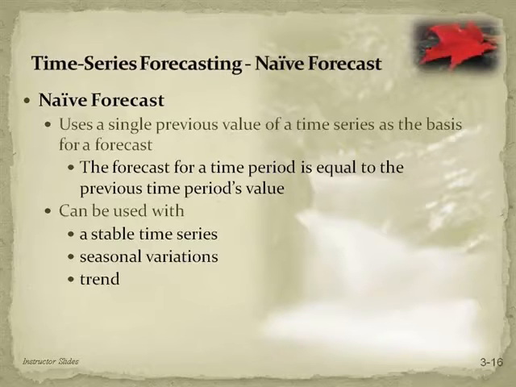If we have some seasonality, we can do it a little bit differently, or if we have a trend, we can do it a little bit differently. But the one thing I want you to know is that typically a naive forecast is used when we have a stable time series, where the next time period is equal to what we have done previously.